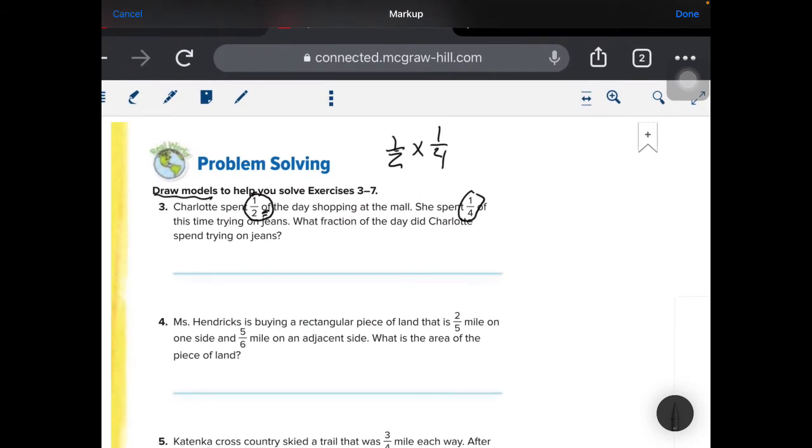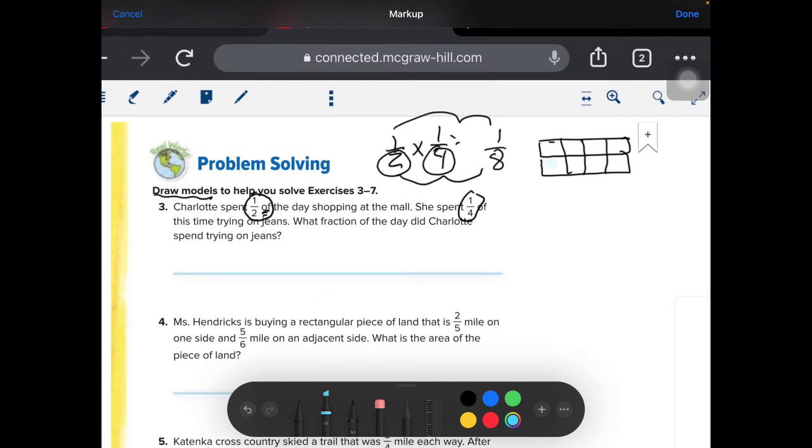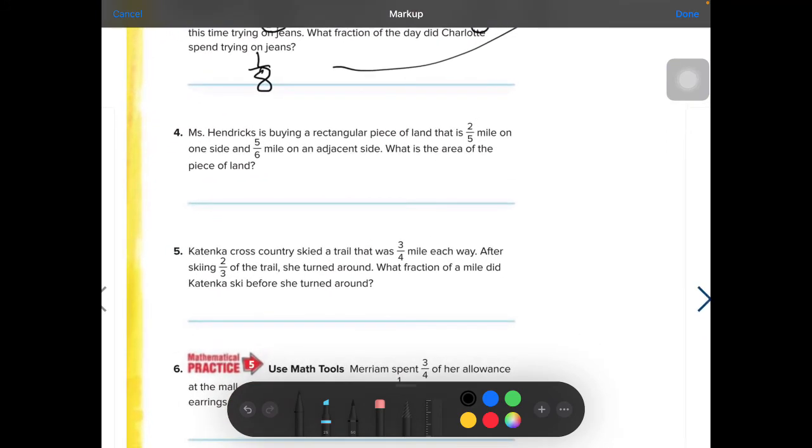So we have draw models to help you solve these exercises. So our first clue is our model is going to have 2 rows. So 2 rows. This is going to tell us how many columns. There's our columns. And let's times it out. 1 times 1 is 1. 2 times 4 is 8. We're only going to shade in 1 out of 8 of those. So our answer is 1/8. And there's our model.